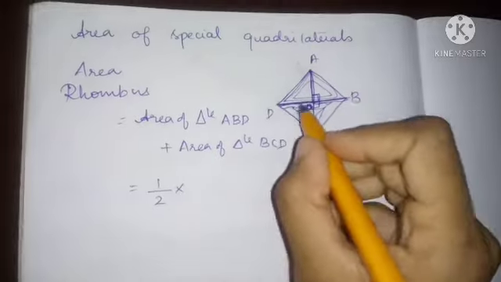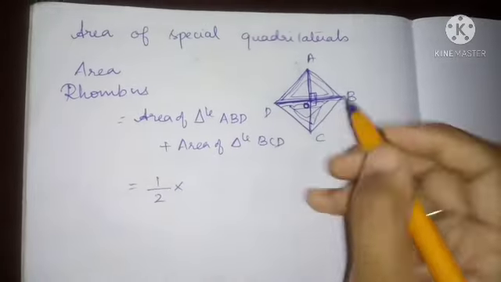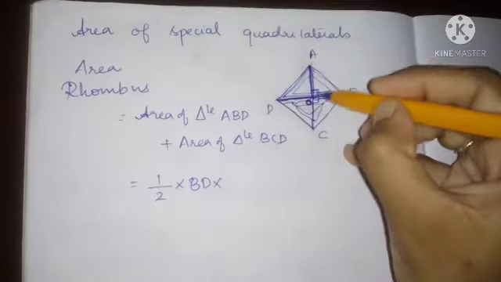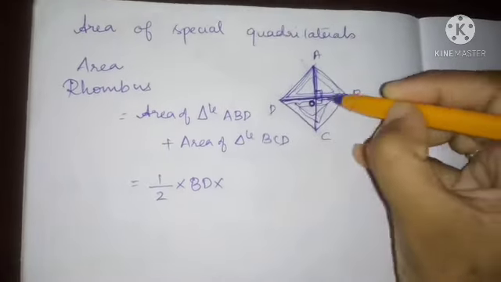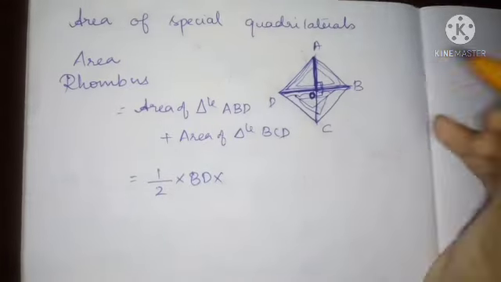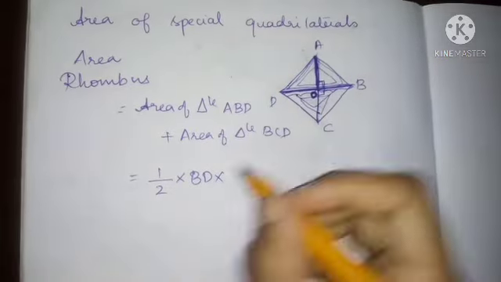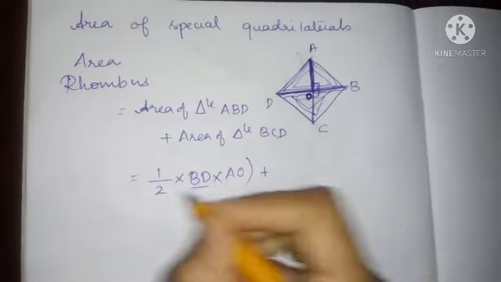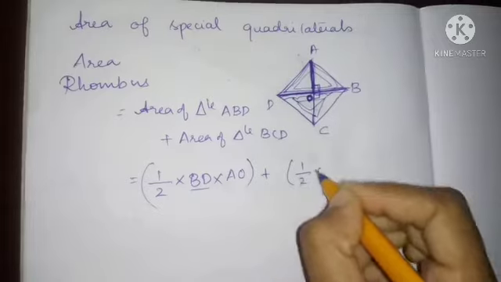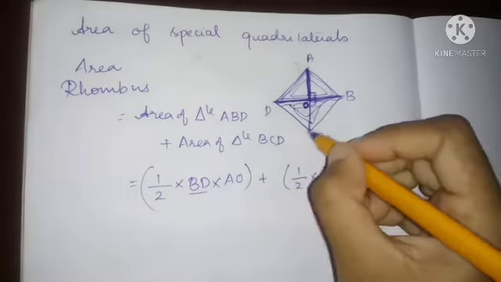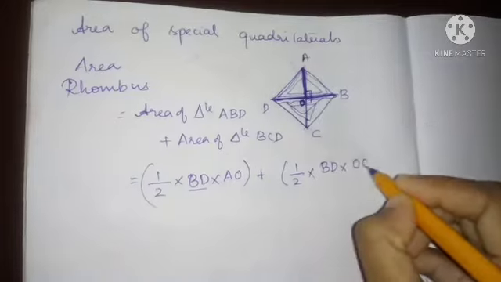Half into base is what? BD is the base. Correct? Base into height. Height is what? AO. Now you understand why I have named O? Because if you want to mention the height, you need one extra letter. Base BD, height AO. Plus half into base, which is BD, into OC. OC is the height here.